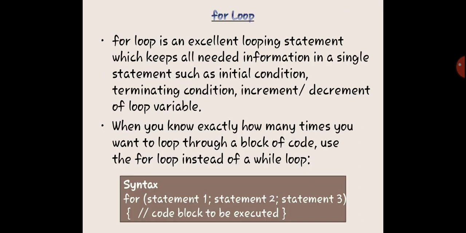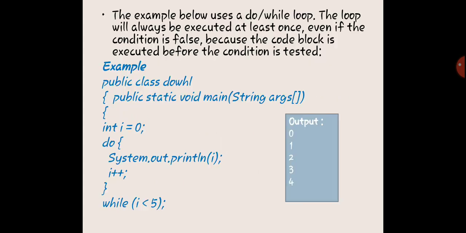Now for a loop, three things are necessary. One is the initial condition, and the next one is the terminating condition, and the next one is the incrementation or decrementation of the loop variable. See, in while and do while we do everything. When I is equal to 0, that is the initial condition, and the terminating condition is I less than 5, and the incrementation or decrementation is I plus plus or I minus minus. So these three things are important for any loop.